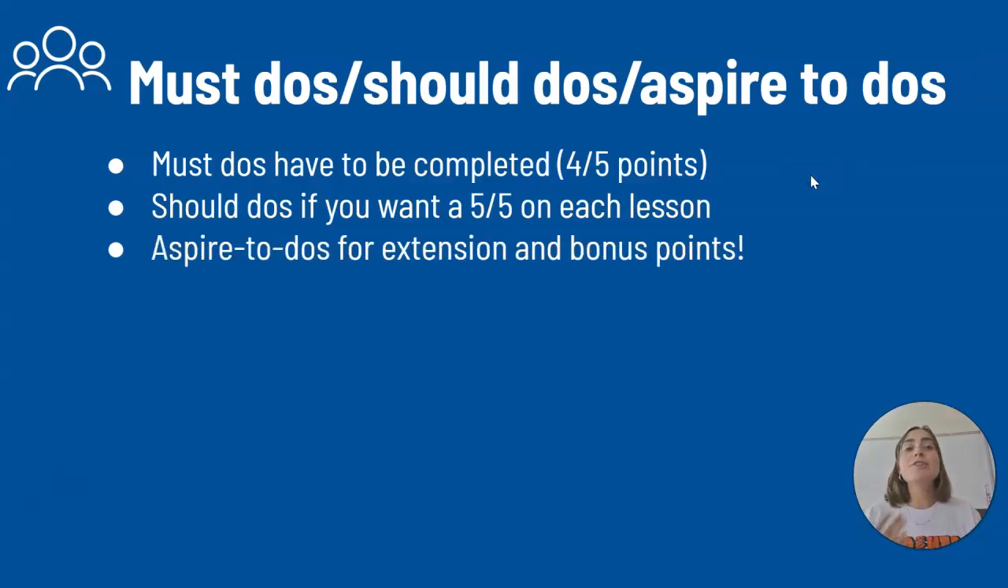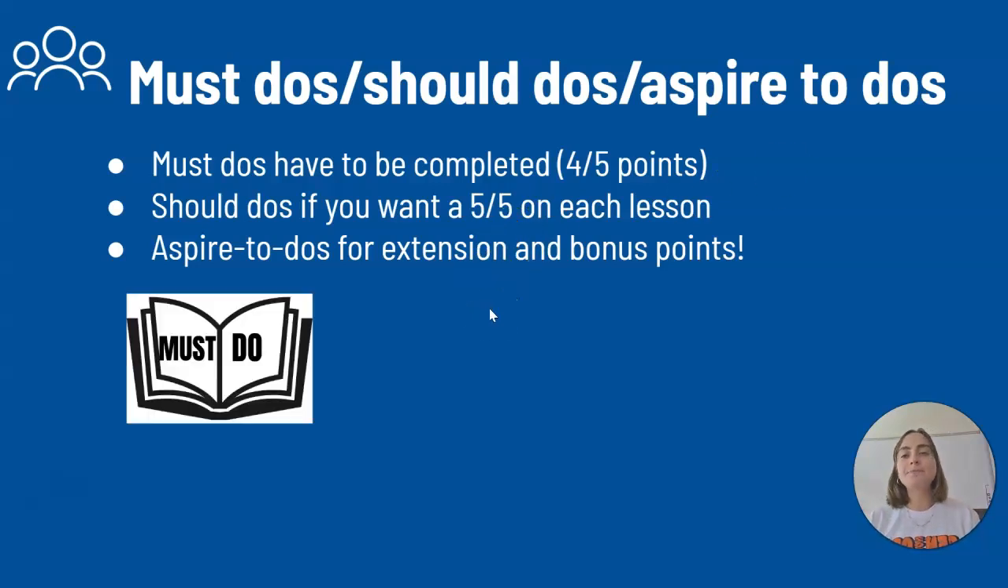If you want an even further extension and you want to practice even more and also earn some bonus points or some extra credit points, that's when you're going to do the aspire to do assignments. Aspire to do assignments are going to be found in this yellow folder, and I will point out where this is going to be in the classroom. But aspire to do's are a great thing to try if you have some extra time. Maybe you finish a little bit ahead of your classmates, and aspire to do's are a great thing to check out if you have some extra time.